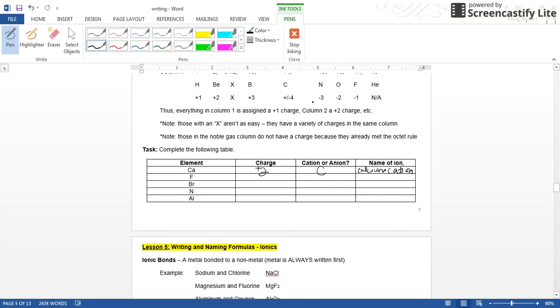Let's try fluorine. Fluorine's in the 7th column, so it's the very top. So it's also right up here. Since it's one away from being in the 8th, it's going to have a -1 charge. And it will be an anion, and it's going to be called fluoride. So instead of fluorine, it's now an IDE ending.